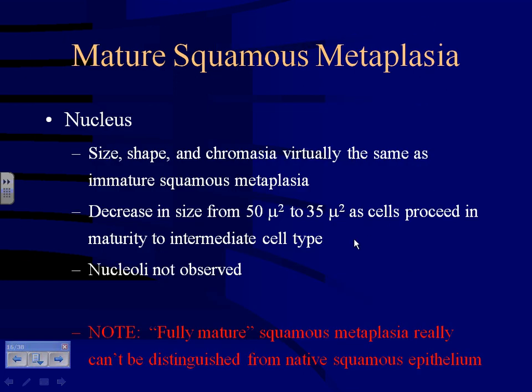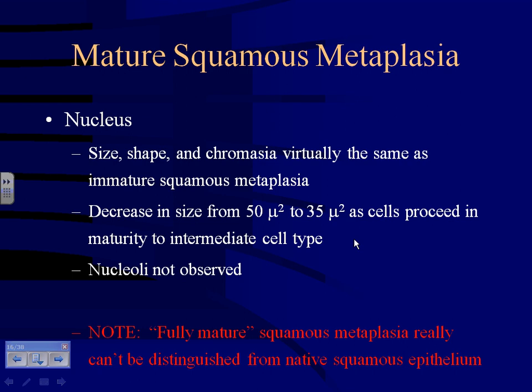All right, the mature squamous metaplastic cell. The size, shape, and chromasia are identical to squamous metaplasia in general, but I actually find that they tend to have a little bit more cytoplasm. The nuclei actually start to decrease in size, and that's probably why it seems like they have more cytoplasm, because the nucleus starts to decrease from 50 to 35. Remember, the most immature form nucleus is going to most resemble the endocervical nucleus.